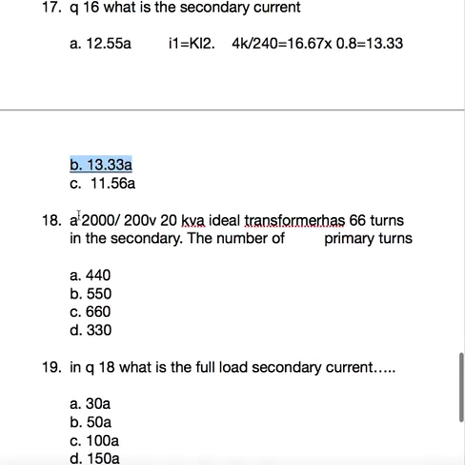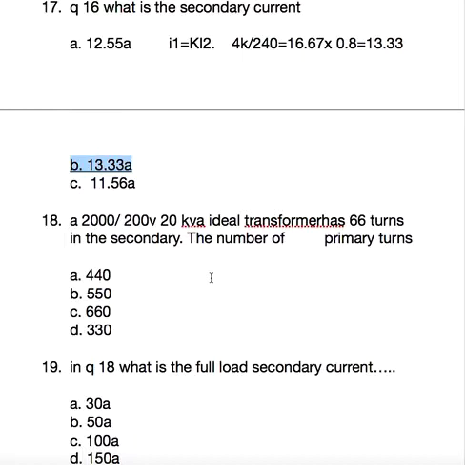Okay, 18th question. A 2000/200 volts, that is, primary is 2000 and secondary is 200, 20 kVA, that is, the power is 20 kVA, ideal transformer, 66 turns in the secondary. Here they are asking for the number of primary turns.